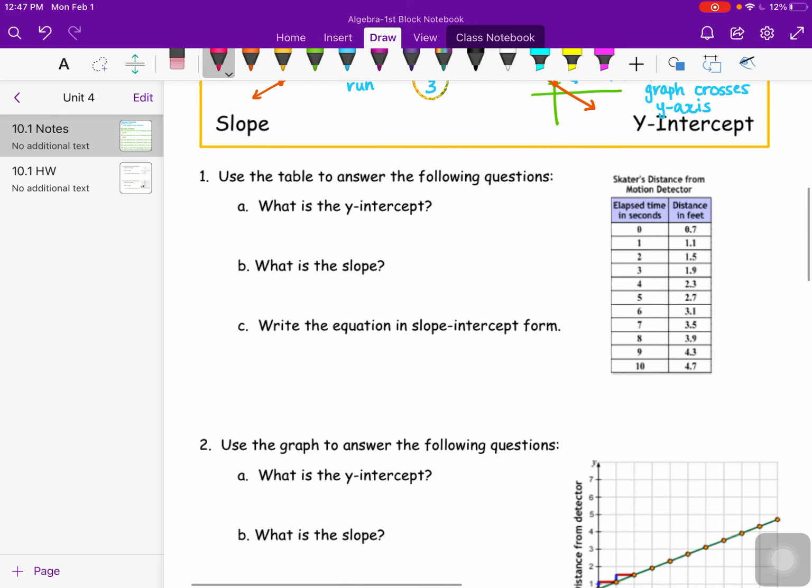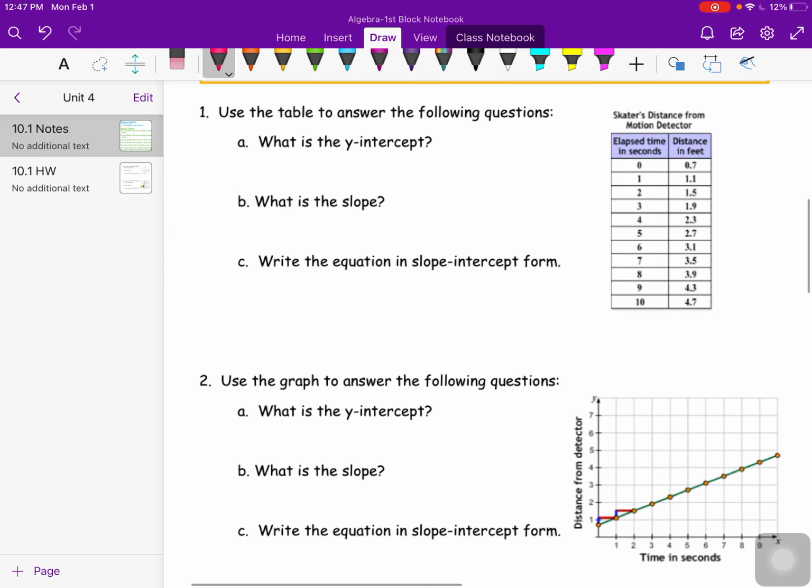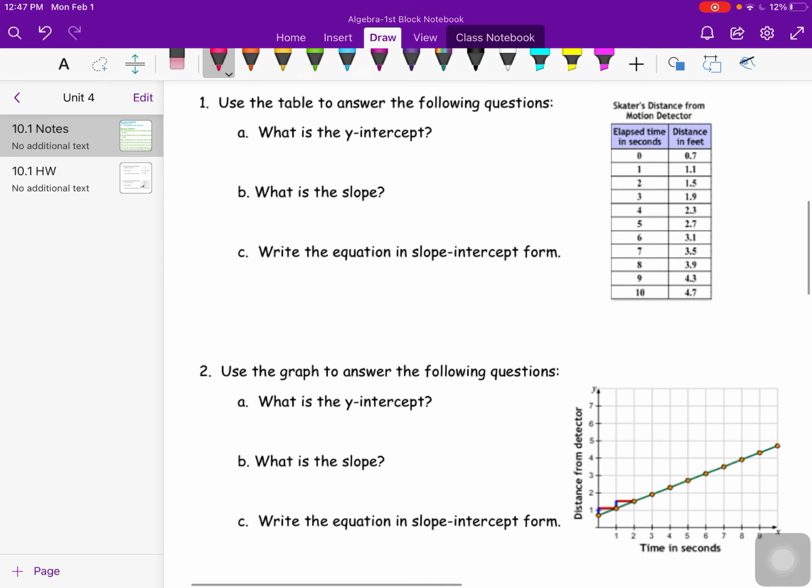The first example, we have a table, and we are looking for the y-intercept. Remember, the y-intercept is the y value when x is equal to 0. So I'm looking in my x column, which is the left column, and I'm looking for the y value when x is 0. We can see right here that it is 0.7, so I'm going to go ahead and write that in.